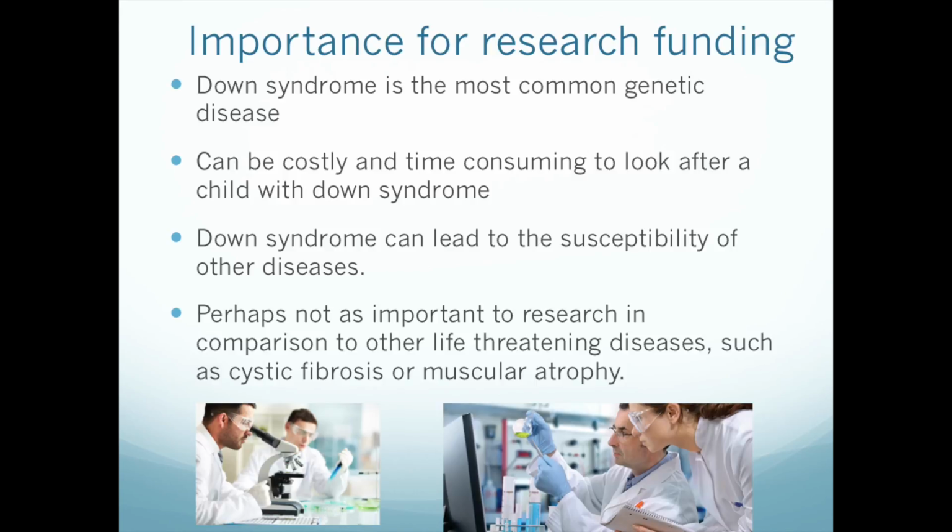Down syndrome often leads to development of other diseases from early life, such as leukemia and heart troubles. However, there are several other genetic diseases, such as cystic fibrosis, which should be prioritized due to the fact that they are life-threatening and in many cases fatal.